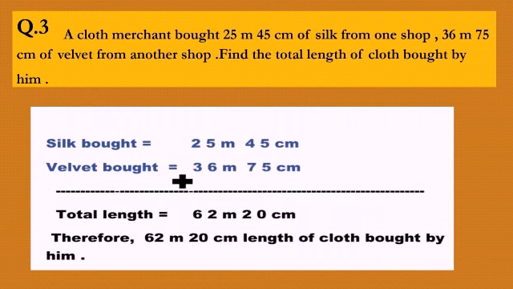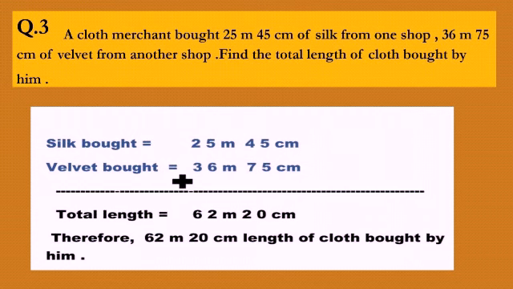So the keyword used here is total. Find the total length. So total length means he bought from one shop 25 meter 45 centimeter of silk, and from another shop 36 meter 75 centimeter of velvet. So find the total length. That means you have to do addition. So now we can start our answer.